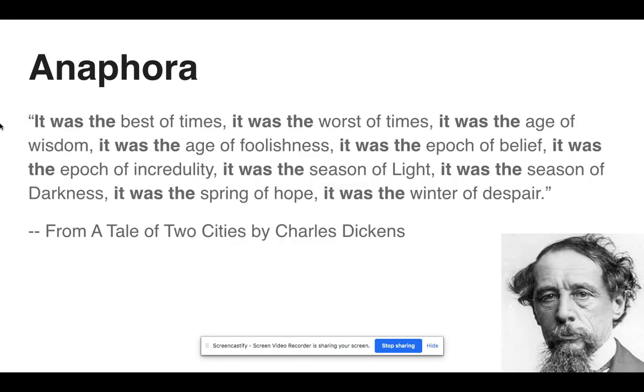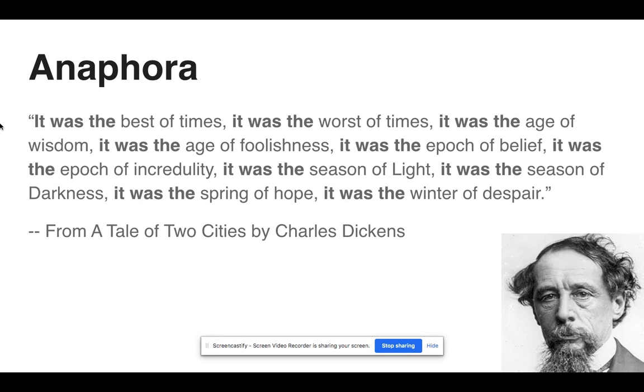The first one is one of the most famous first sentences of a novel, which is from A Tale of Two Cities by Charles Dickens. It was the best of times, it was the worst of times. It was the age of wisdom, it was the age of foolishness. It was the epoch of belief, it was the epoch of incredulity. It was the season of light, it was the season of darkness. It was the spring of hope, it was the winter of despair.